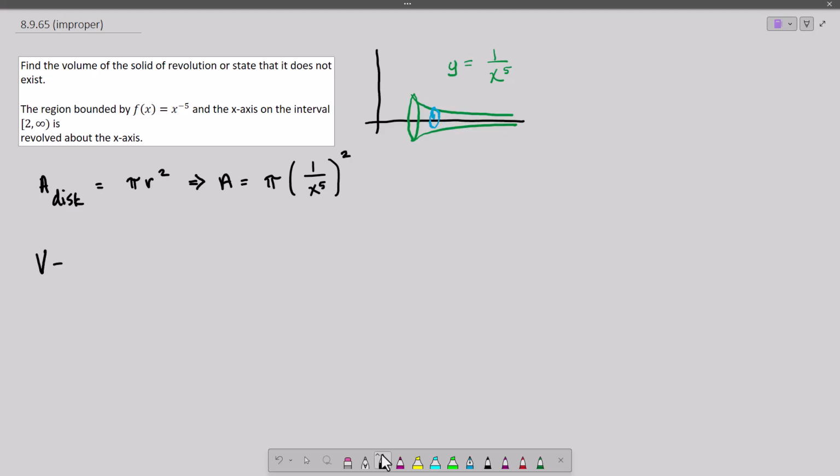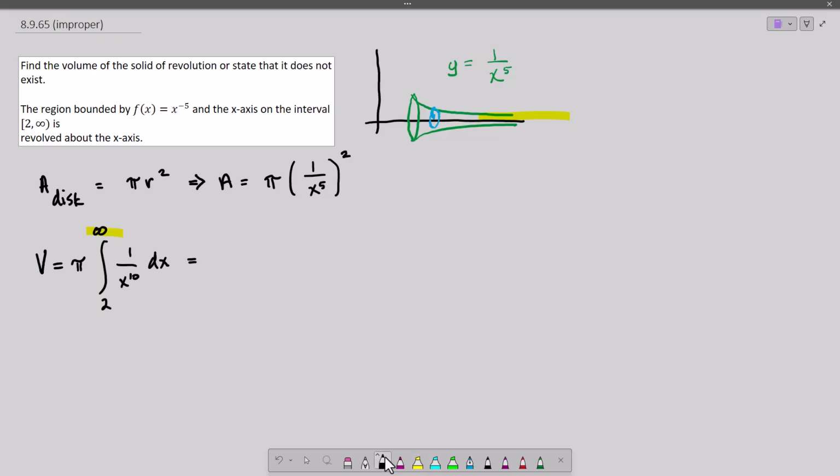We've learned that integrating this continuous area function is going to give us the volume. So the volume will be the integral from 2 to infinity. When we square this, we get 1 over x to the 10th dx. And now this is an improper integral, right? We see right there that this is an unbounded region over here.